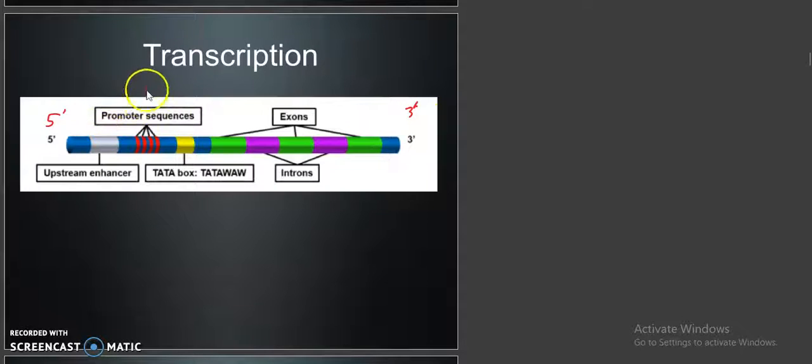This is now the promoter sequence, which contains the TATA box. Okay? And then there is the upstream enhancer, and the exons and the introns. So what's the difference between exons and introns? The exons, the keyword there is EX. It means these are the group of genes that will be expressed during the transcription process. While the introns, these are the group of genes that will be recycled or junked. It means they cannot be used.